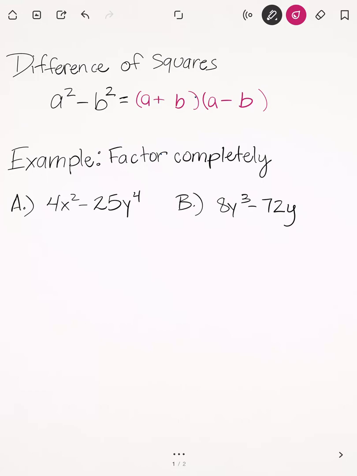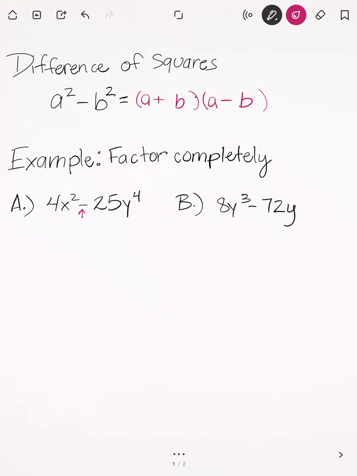So looking at our first example, we have 4x squared minus 25y to the fourth. First thing you need to look for is that it is a difference, so that right there tells us it's a difference. Then you make sure you have perfect squares. Well, 4 and 25 are both perfect squares. X squared is perfect and y to the fourth is perfect.